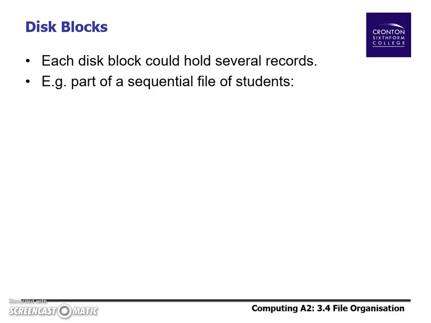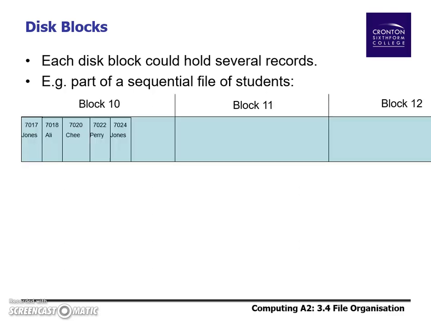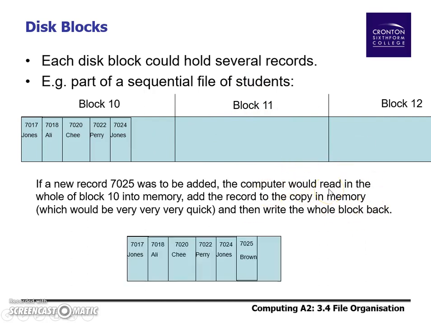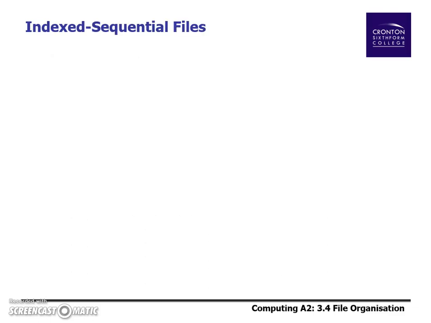For example, part of a sequential file of students. So block 10 contains information on Jones, Ali, Chi, Perry, and another Jones. If a new record, 7025, was to be added, the computer would read in the whole block 10 into memory and add the record to the copy in memory, which will be very quick, and then write the whole block back. So it would just be a case of reading that whole block in, adding it in, and writing it all back again. And then it'd write it into block 10.